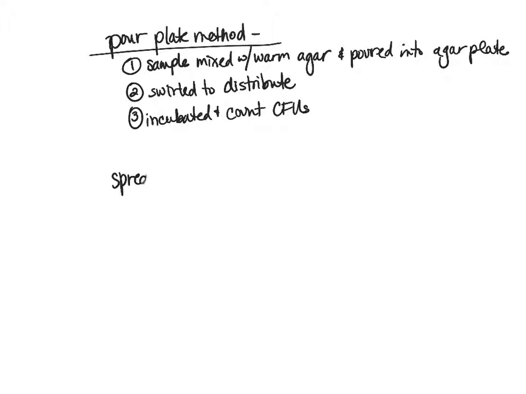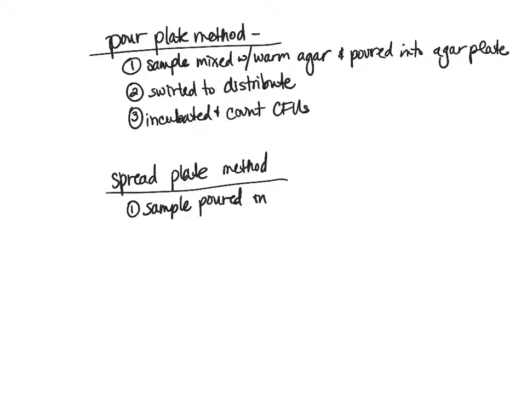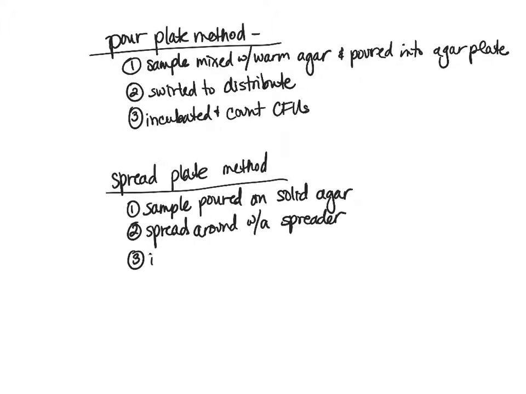Then we have the spread plate method. And in the spread plate method, what we are going to do is first, the sample is going to be poured onto an already solid agar. So just a regular agar plate, instead of having this warm agar that is then going to be poured into an empty plate and then solidified and incubated. In this case, we're going to already have a made plate, and then we're going to take the sample and pour it onto the agar. Then we'll spread it around with a spreader, a sterile spreader. Then in step three, we incubate and count the CFUs.